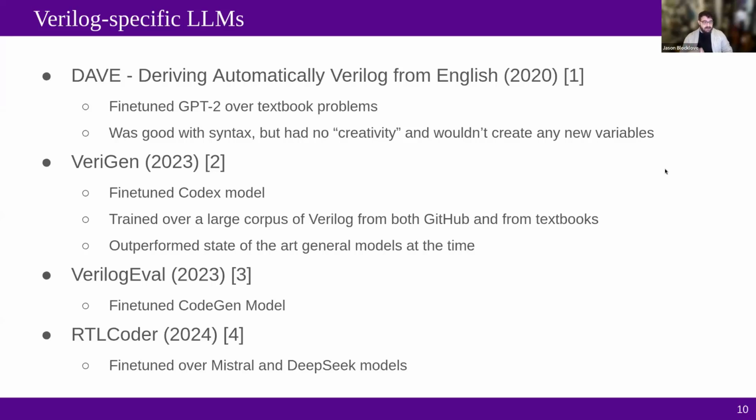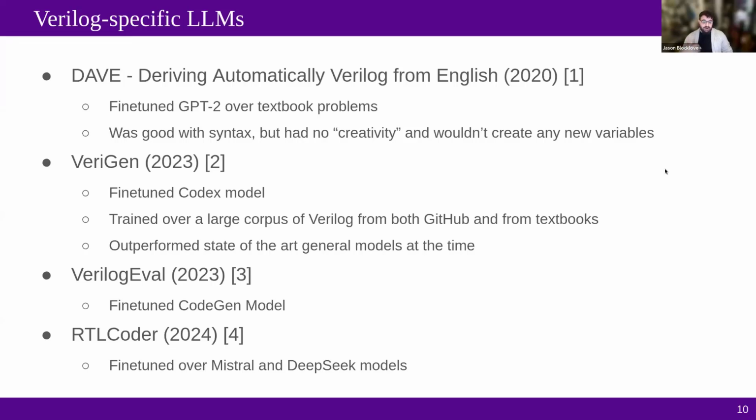Following up on that, a few years later, we came up with Verigen, and Verigen was fine-tuned over a Codex model, which is OpenAI's code-specific model from GPT-3. So it was the next generation of their GPT model, and then specifically it was already fine-tuned to write code. We then further fine-tuned it to write Verilog specifically.